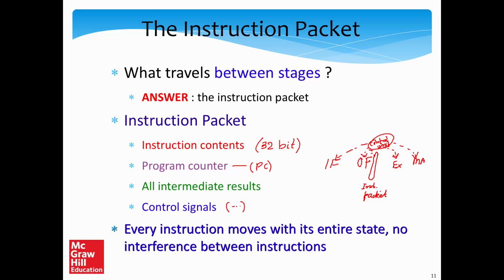But broadly, the instruction packet moves, and what does it contain? It contains the contents of the instruction, right? The 32-bit representation of the instruction. It contains the program counter, the PC. It contains all the intermediate results that would be required in the subsequent stages. And it contains all the control signals that are required to control multiplexers in the subsequent stages. So this is the entire state of the instruction that moves across stages.